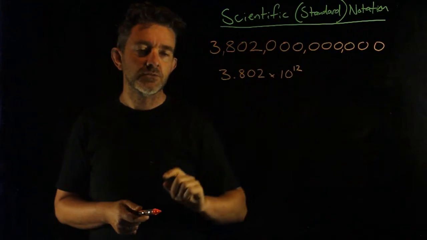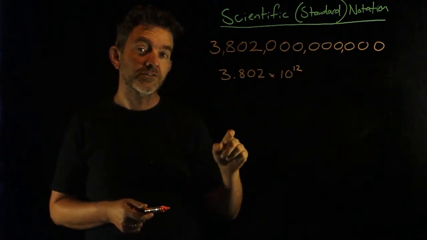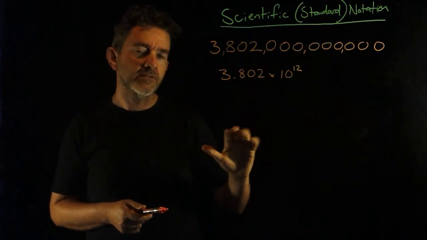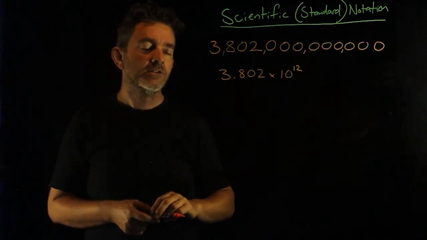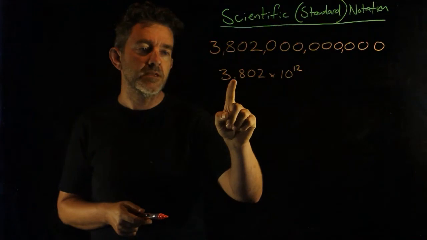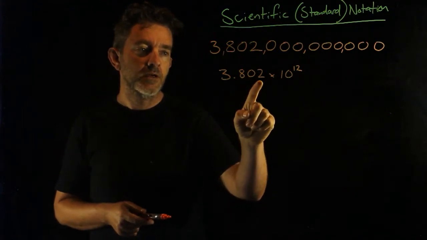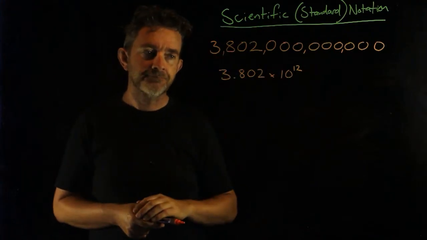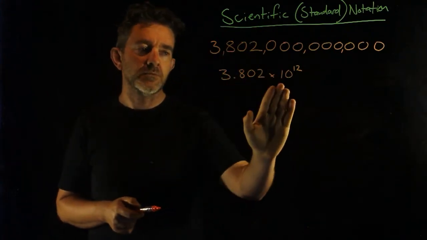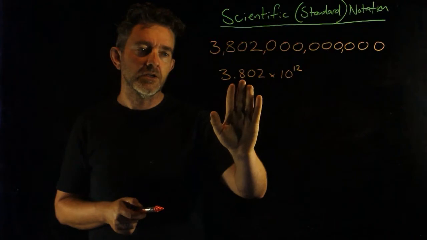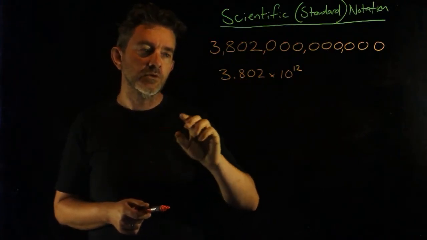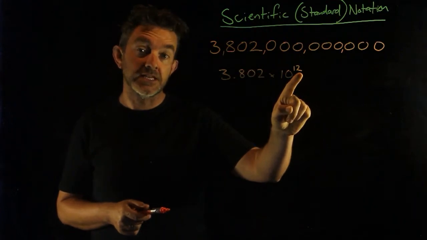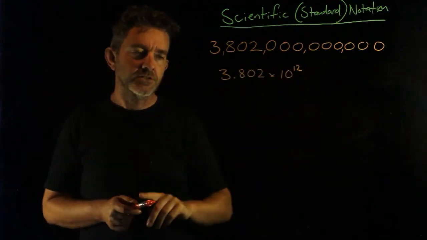10 to the power of 12 is the same as a 1 with 12 zeros after it. It's 10 times 10 times 10, 12 times. We've already covered indices. So if I were to multiply 3.802 by a 1 with 12 zeros after it, I would get this. Anytime there's a 10 with a power on it multiplied by a number, you can change it back into a decimal by moving the decimal place the number of times that the 10 is to a power. I'll show you what that looks like.